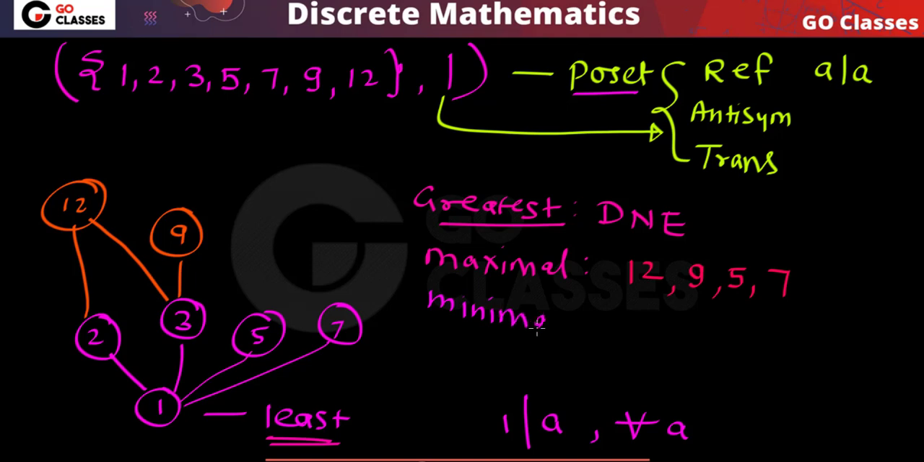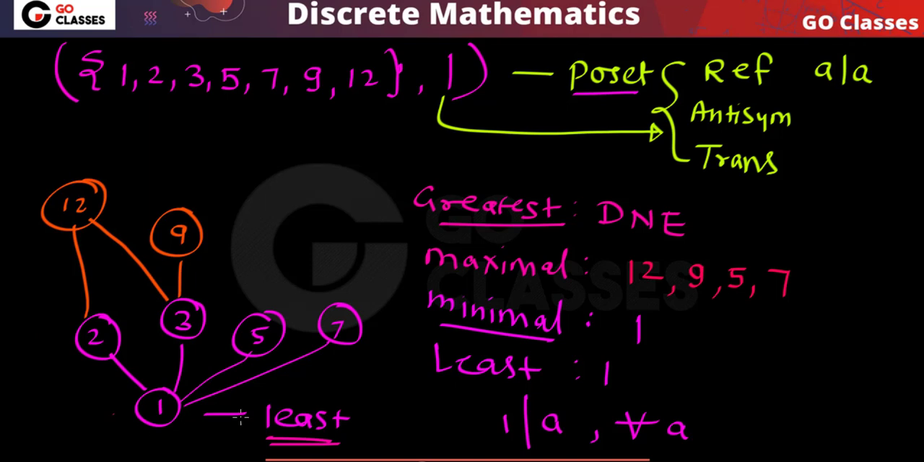Which is a minimal element? We have a least element, and this one is also the minimal element, because no one divides one, no one is related to one. One is least because one is related to everyone, and one is minimal because no one is related to one. So one is minimal and one is least.